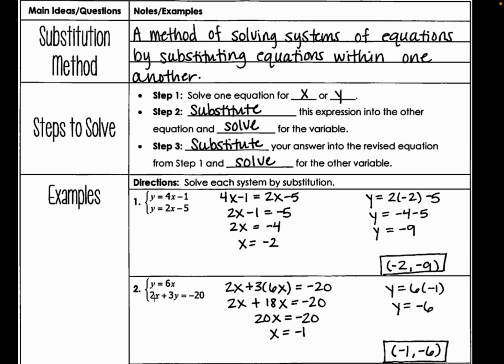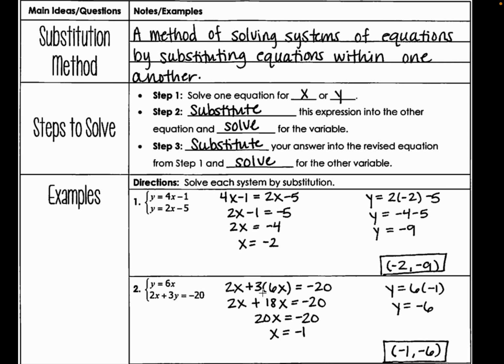For the second example, one of our equations is y equals, and the other equation is not. So this one is in standard form, ax plus by equals c. Now, the good thing about substitution is, because I already know what y is, I can plug it in for y right here. So we end up with 2x plus 3, and instead of y, now we know that y is 6x. We're going to plug that in for the y value.